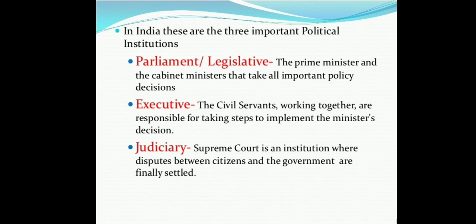In our country, there are three important political institutions. First, Parliament or the legislature, where the Prime Minister and the Cabinet Ministers take all important policy decisions. After that come the executives, in which the civil servants working together are responsible for taking steps to implement the ministers' decisions. That means whatever decisions are taken by the Prime Minister and the Cabinet Ministers, these are the people who work to implement how it should be followed in the country.